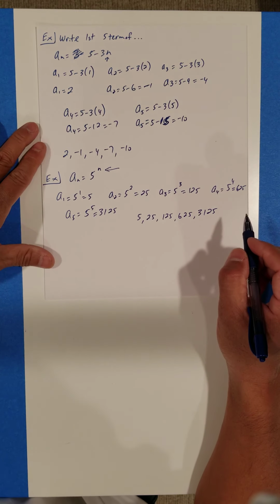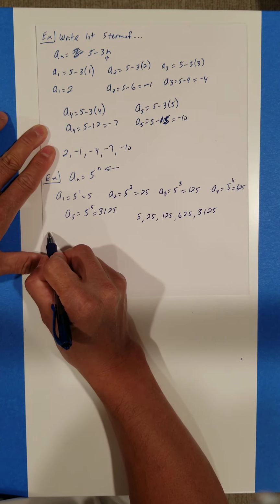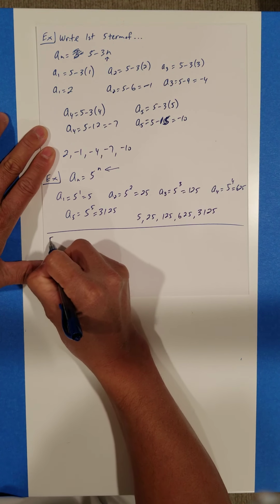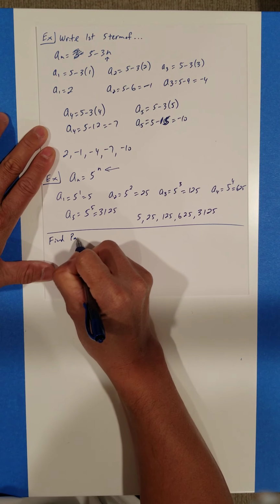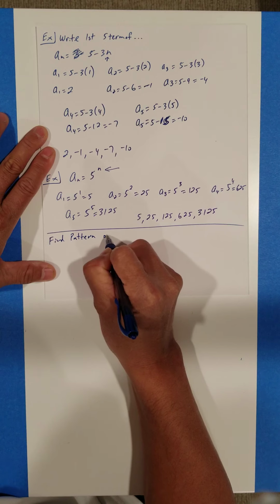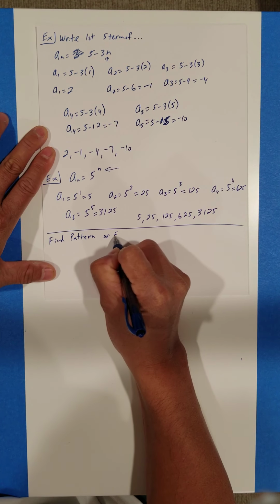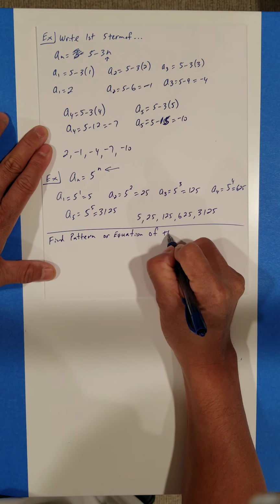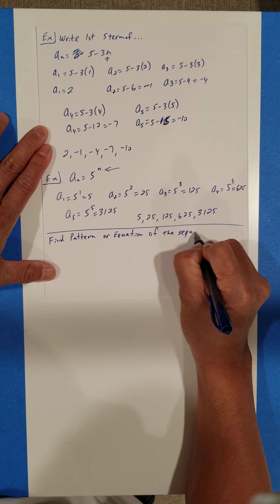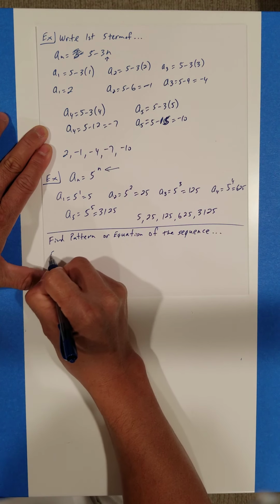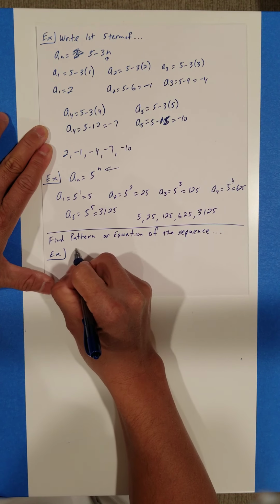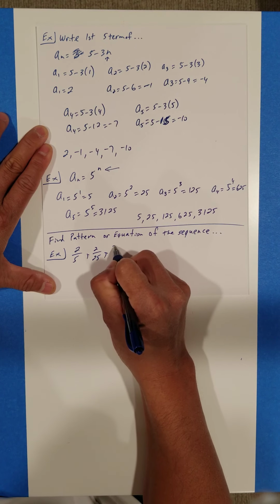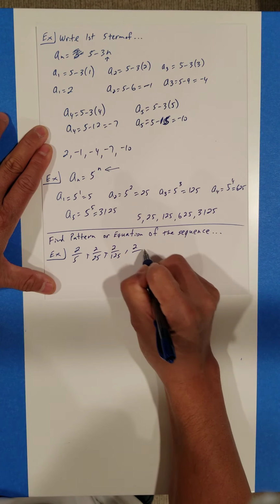Now, what they're going to have you do next is find the equation. In this next set of prompts, find the pattern, or the equation, of the sequence. For example, let's say you have 2 over 5, 2 over 25, 2 over 125, 2 over 625.